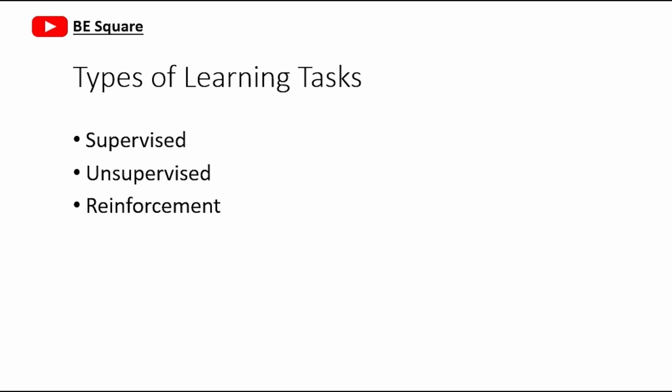Now we have the third one, reinforcement learning. Reinforcement learning is a type of machine learning where an agent learns to make decisions based on trial and error. In reinforcement learning, it is all based on trial and error. The agent interacts with an environment and receives a reward or punishment based on its actions. The goal of the agent is to maximize its cumulative reward over time. In this way, it learns over time.